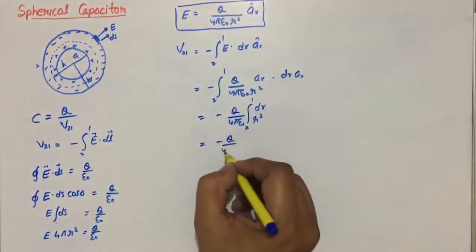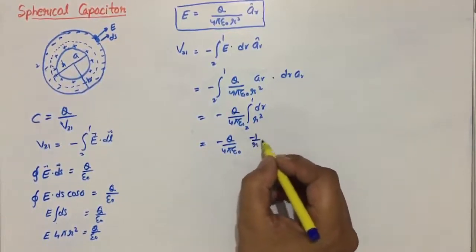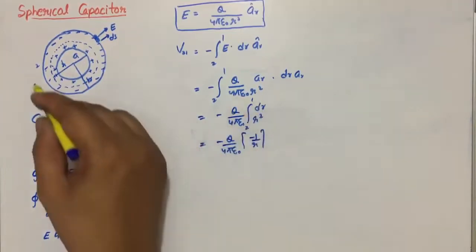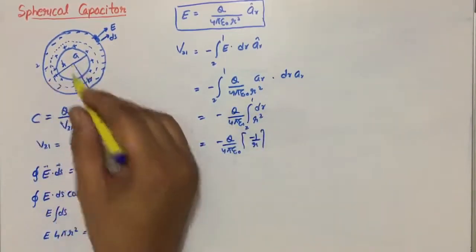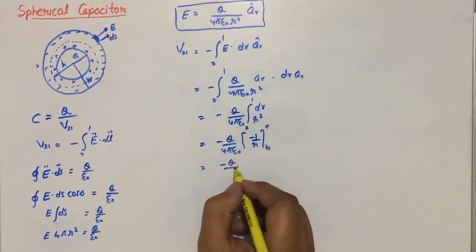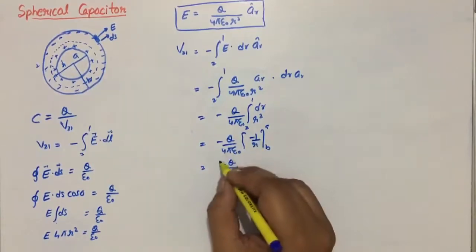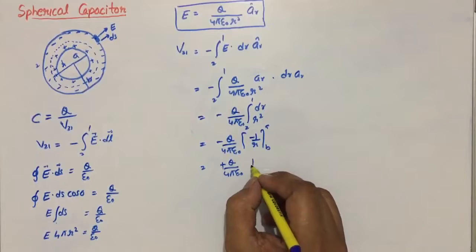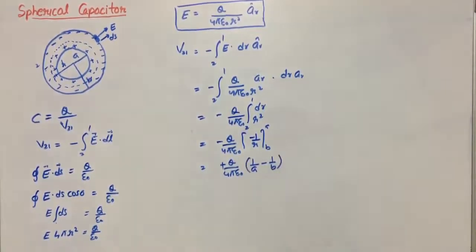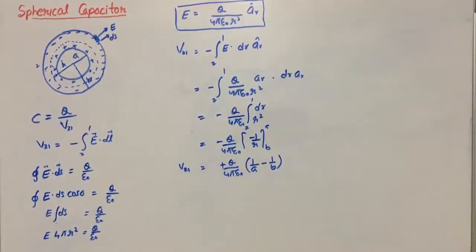Minus q by 4 pi epsilon naught, it will give you minus 1 by r after integration. That varies from 2 to 1, 2 to 1 meaning radius b to a. It will give you minus q by 4 pi epsilon naught, minus will be outside, plus 1 by a minus 1 by b. This is the potential difference between them.